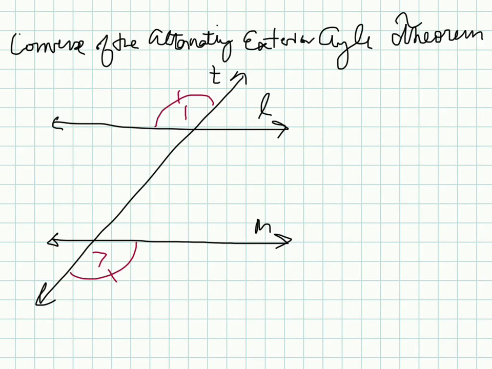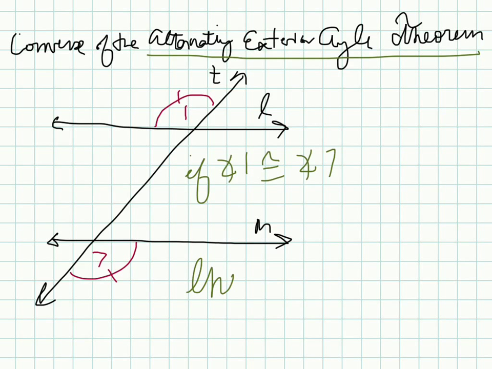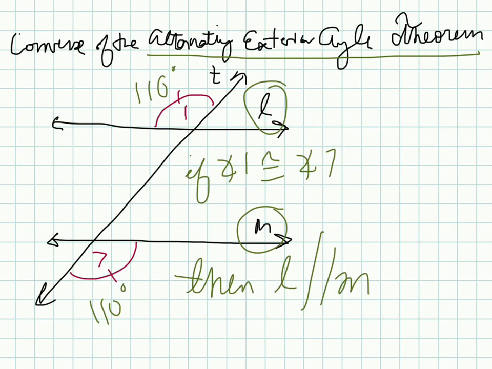The converse of alternating exterior angles. Real similar again, but as the alternating exterior angle theorem said, if you're given two parallel lines, their alternating exterior angles, so in this case 1 and 7, are congruent to each other. And same thing here. The converse says if angle 1 is congruent to angle 7, then line L is parallel to line M. So again, if this was 110 degrees and this was 110 degrees, then you could say line L is parallel to line M.